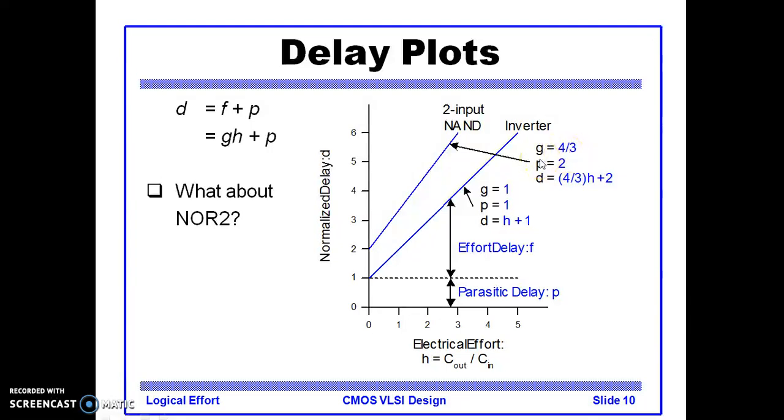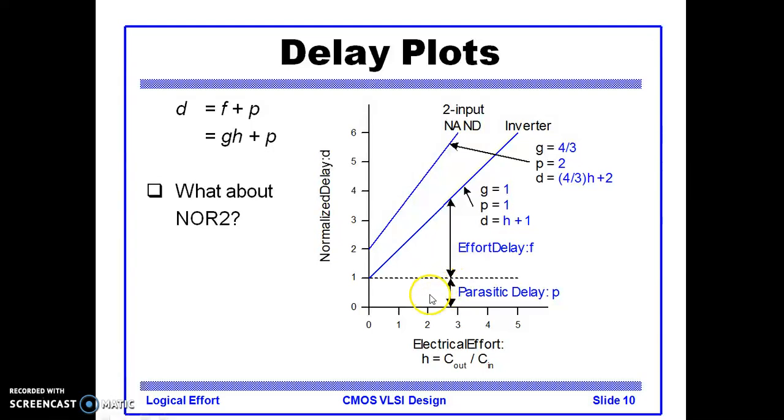If we can remember, g is given by C in of the gate divided by C in of the inverter. Since it's a 2 input NAND gate, the input capacitance of the NAND gate is 4, and of the inverter it is 3. That's why it is 4 by 3 here, and p is equal to 2. That is, the parasitic delay of the 2 input NAND gate is 2. So D happens to be g into h plus 2, that is g into h plus p here. This h varies as per the value on the x-axis, so as the value of h changes, this is increasing.